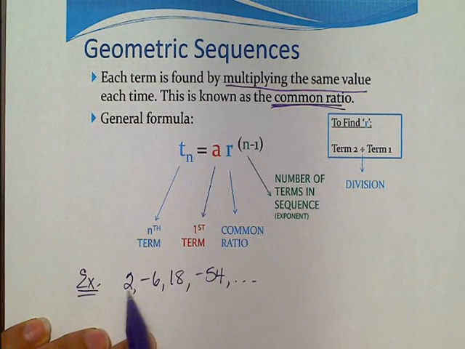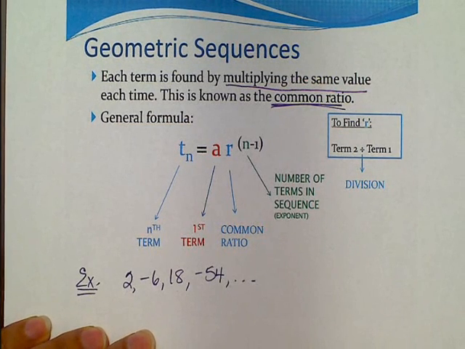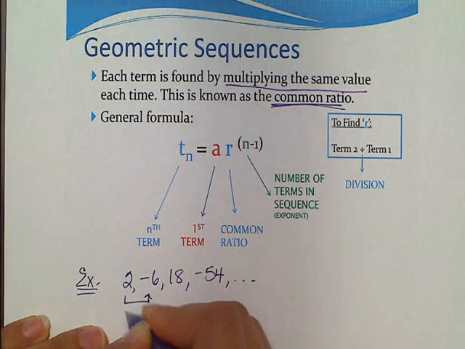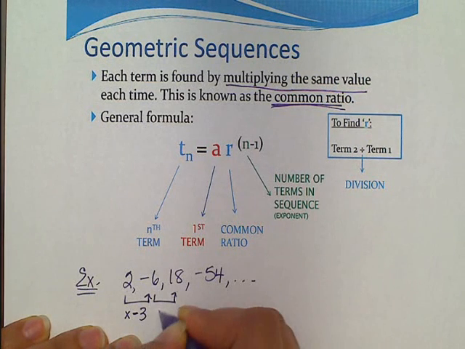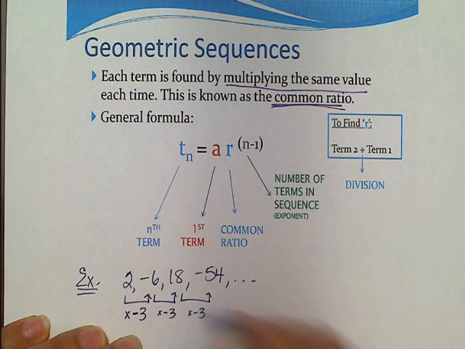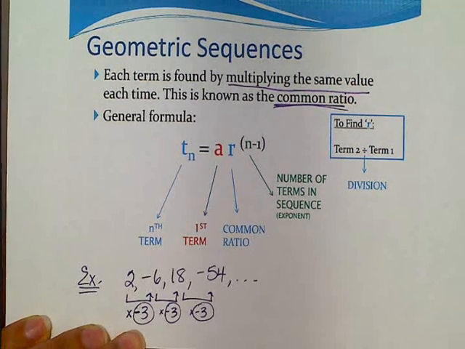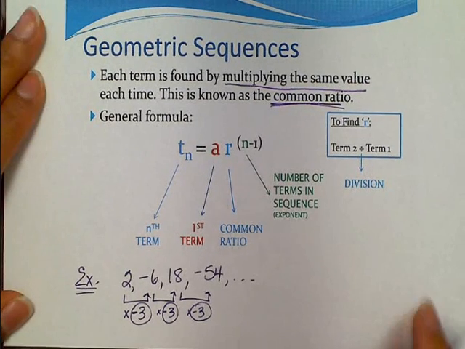One way to determine that is because you know that the difference between 2 and negative 6 and negative 6 and 18 are not the same. That's how I know it's not arithmetic. But if I look at how to get from the first term to the second term, I would multiply by negative 3. From the second to the third, I would multiply by negative 3. From the third to the fourth, I would multiply by negative 3. So what that tells me is negative 3 is my common ratio. That's what I need to multiply each time to get from the first term to the next.